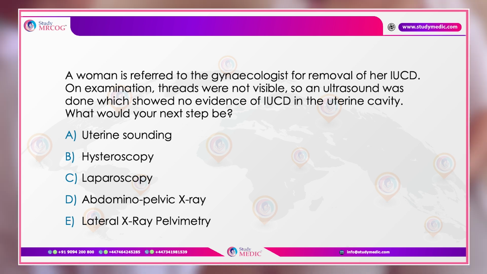Would you do a uterine sounding? Would you do a hysteroscopy? Would you perform a laparoscopy? Would you do an abdominopelvic X-ray or a lateral X-ray pelvimetry? So basically you have not been able to see the intrauterine contraceptive device, the threads, and the ultrasound also does not show it. So what do you think you should be doing?